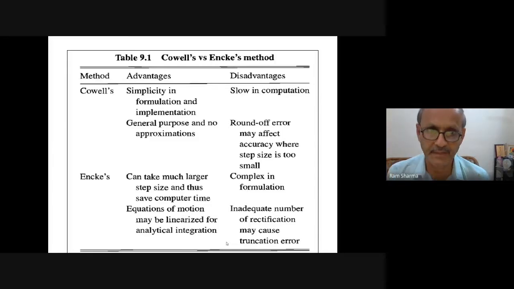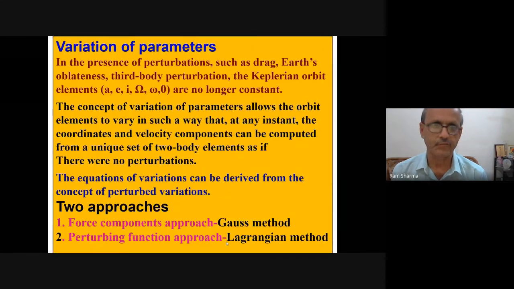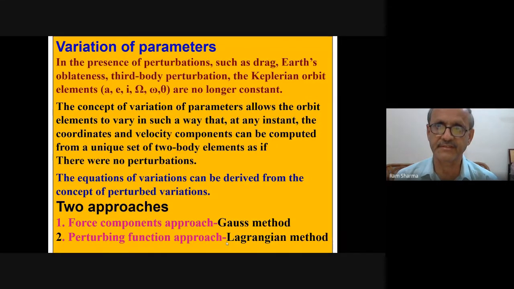So variation of parameter. This is the method which is of more interest to us. In the presence of perturbations such as drag, oblateness, third body perturbation, the Keplerian orbit elements, a, e, i, capital omega, small omega, true anomaly, are no longer constant once perturbation is there. If no perturbation is there, two body problem, the first 5 are constant, only theta, the true anomaly, changes with time. The concept of variation of parameter allows the orbit elements to vary in such a way that at any instant the coordinates and velocity components can be computed from a unique set of two body elements, as if there were no perturbations.